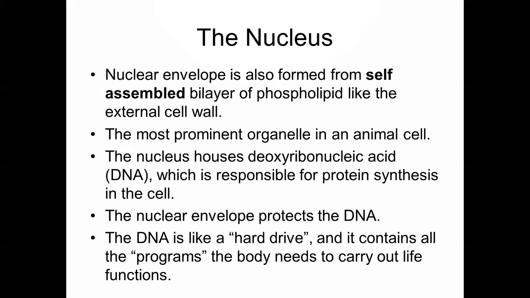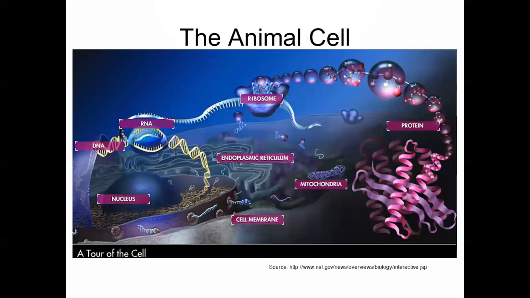So what happens is DNA has all the protein sequences that the body needs, and the RNA is a specific subsection of that DNA, and it carries that outside of the nucleus, and it would make the proteins at that point. So the nuclear envelope itself, made out of these phospholipids, protects the DNA. The DNA, like I said before, acts as the hard drive, and it contains all the programs the body needs to carry out life functions. And in some senses, by analogy, the programs would be specific proteins.